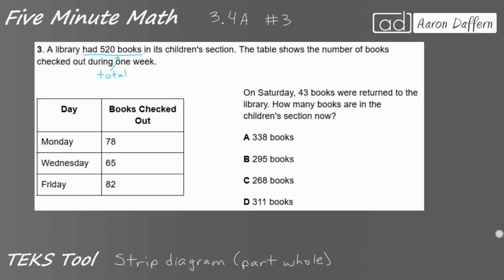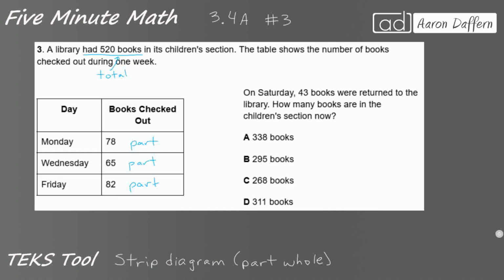So we've got in a table, we've got books being checked out. So 78, that's a part. Wednesday, it's got 65, that's another part. Friday, 82, that's another part. So it looks like a traditional part whole, and they might ask how many books are left at the end of the week. You're starting with 520, you're checking out all of these books.